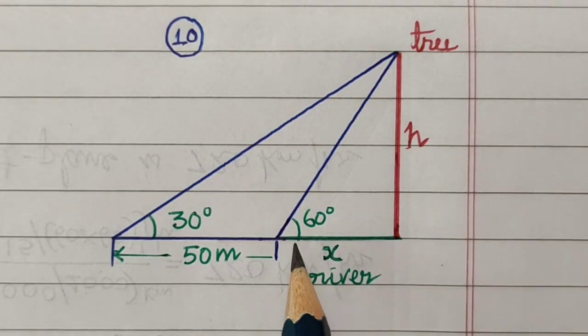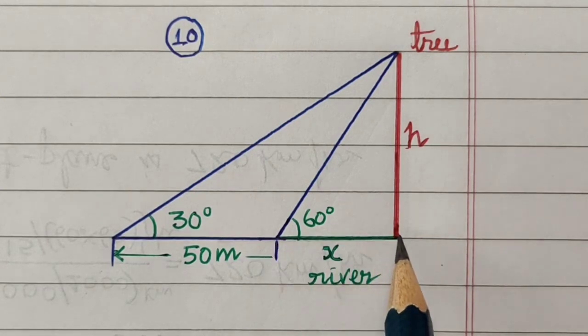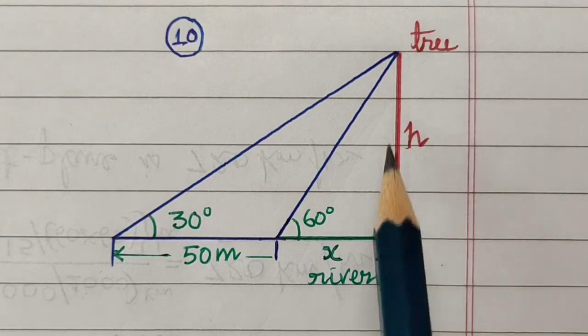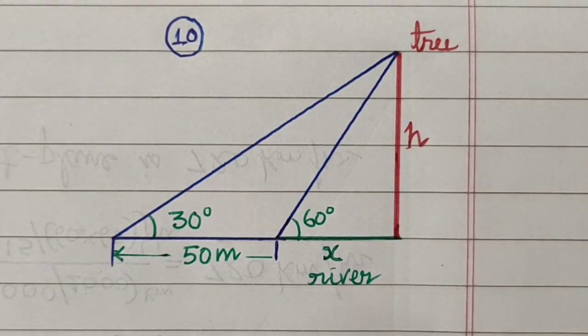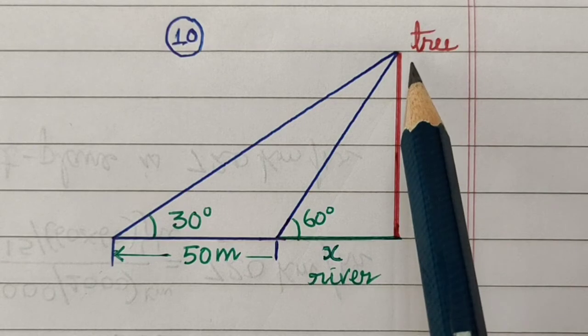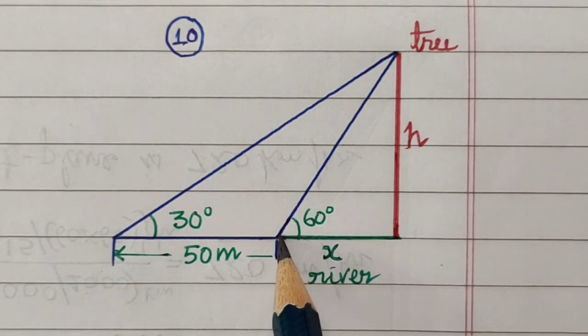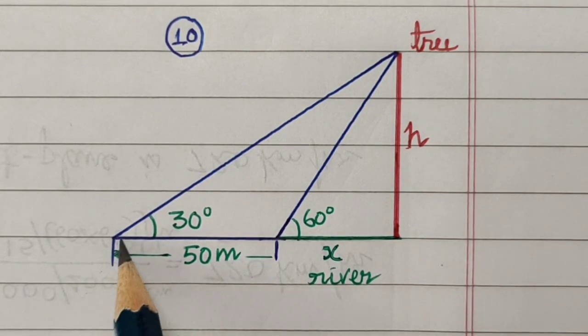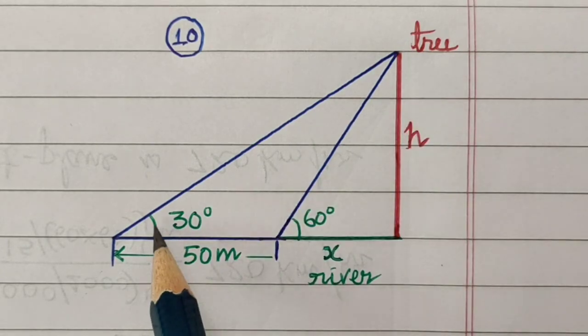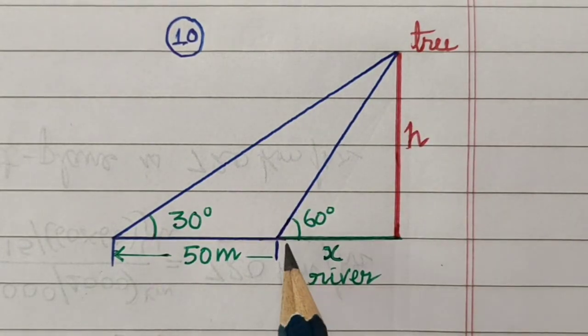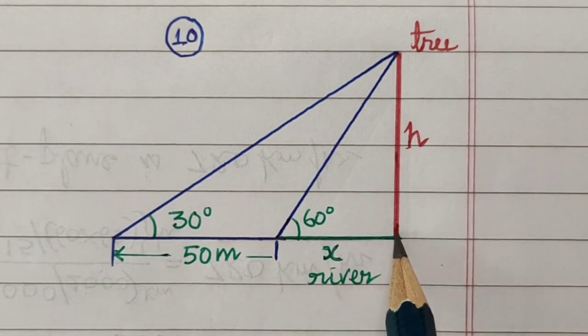Here, this is the river. He is standing on one side of the bank. On the other side of the bank, there is a tree. He is observing from the opposite side of the river. The angle of elevation towards the top of the tree is 60 degrees. And he moves 50 meters away from the bank, and he observes the top of the tree. The angle of elevation is 30 degrees. Then we have to find out the width of the river and the height of the tree.